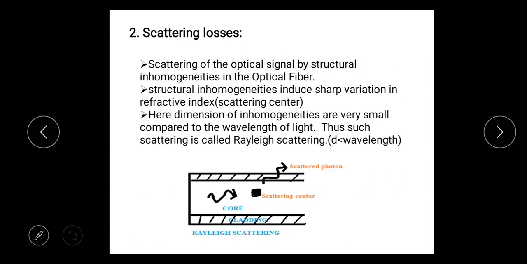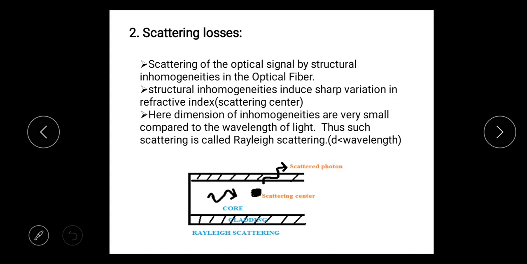Second one is scattering loss. Scattering of photons due to structural inhomogeneities in the optical fiber is called scattering loss. Structural inhomogeneities induce sharp variation in the refractive index. Where there exists a sharp variation in refractive index, we have a certain region. That region is called a scattering center. Any scattering center has a dimension.